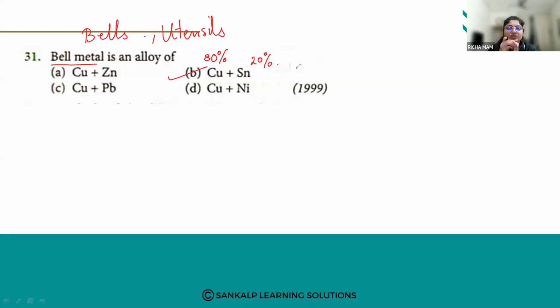So yes, what is an alloy? An alloy is a mixture of metals. It is a mixture of two or more metals. Very good. Okay, let us go for the next one. Very simple questions.